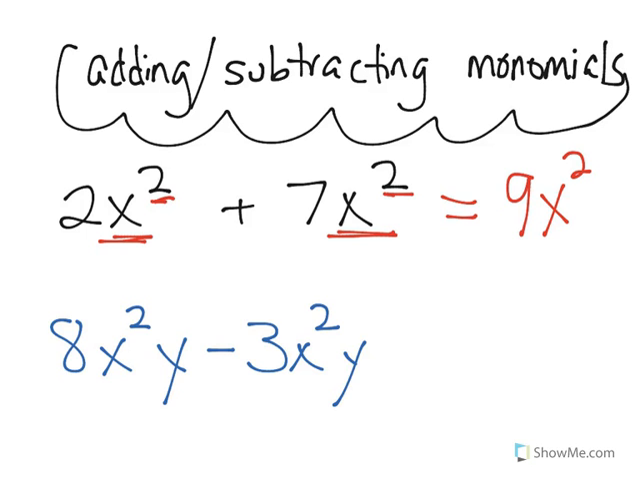In our second example, we have a product 8x squared y, and we're subtracting 3x squared y. Again, we need to make sure they're like terms. We have x raised to the second power times y to the power of 1. In our second monomial, we also have an x to the second power multiplied by y to the first power. So these are like terms, so we can subtract. 8x squared y's minus 3x squared y's is 5x squared y.